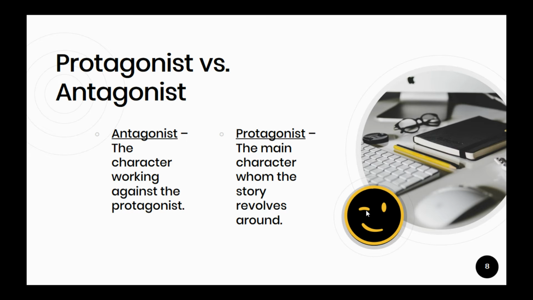When we're looking at characters, we also might have what's called protagonist versus antagonist. An antagonist is the character working against the protagonist, so it tends to be the bad guy. For example, Scar in The Lion King would be an antagonist. Whereas the protagonist is the main character whom the story revolves around. So in this case, it would be Simba in The Lion King.